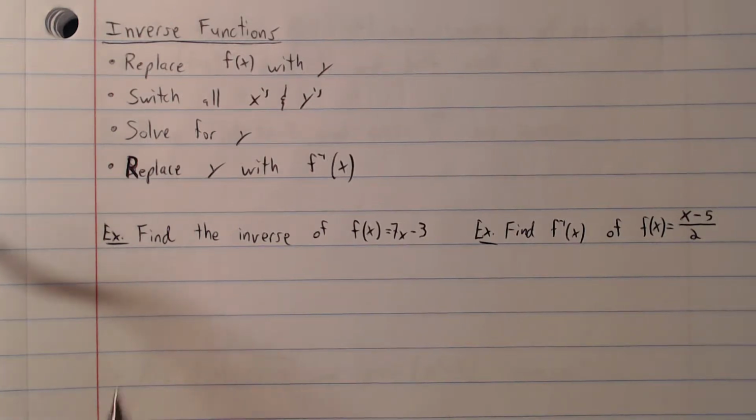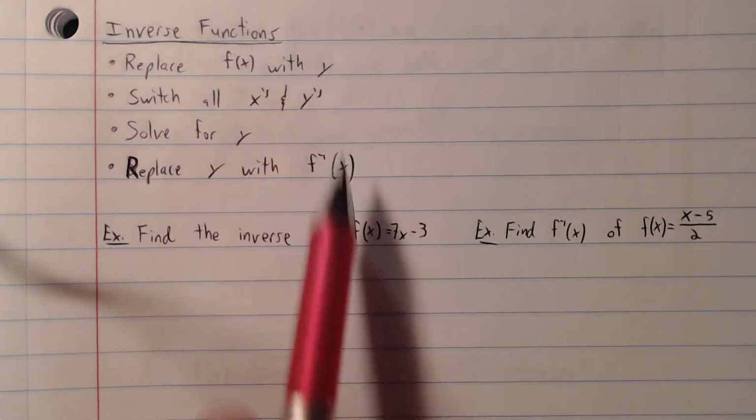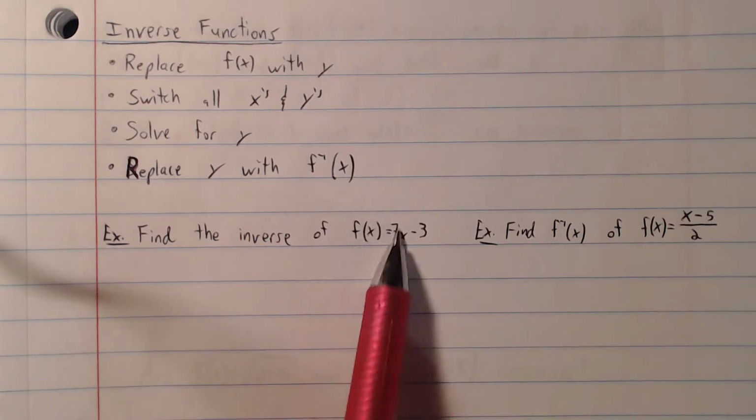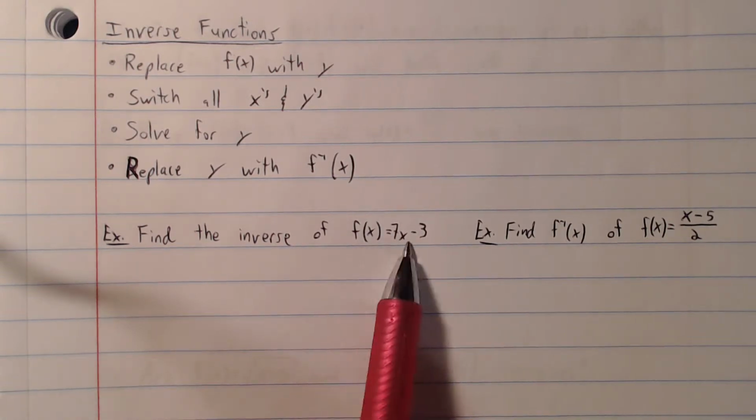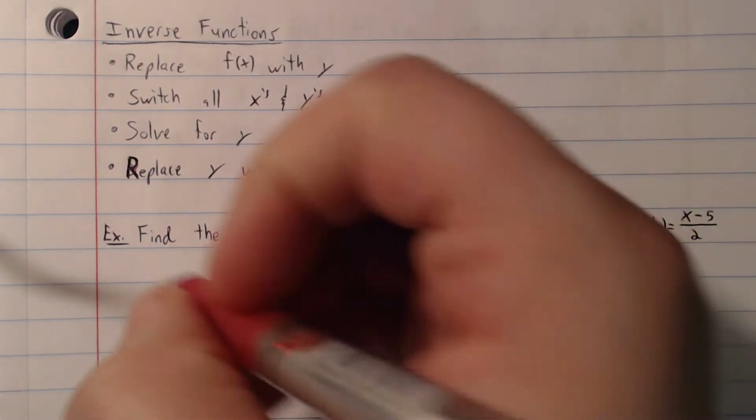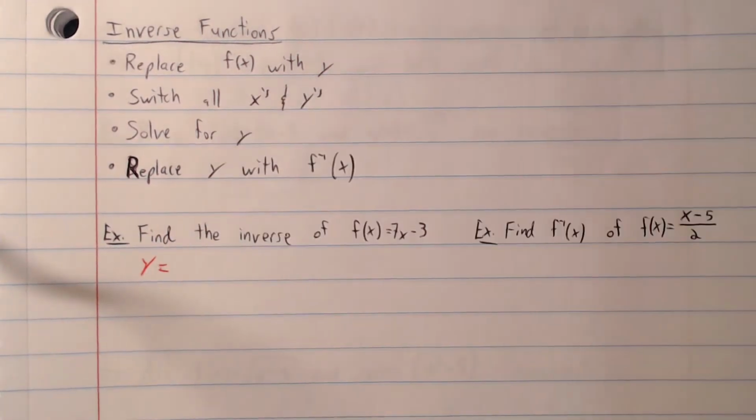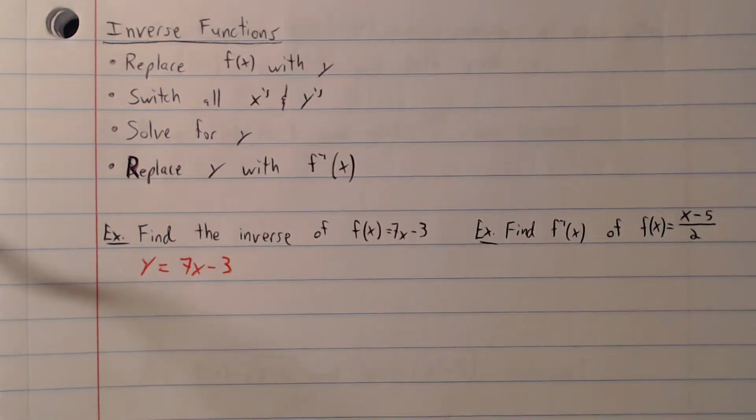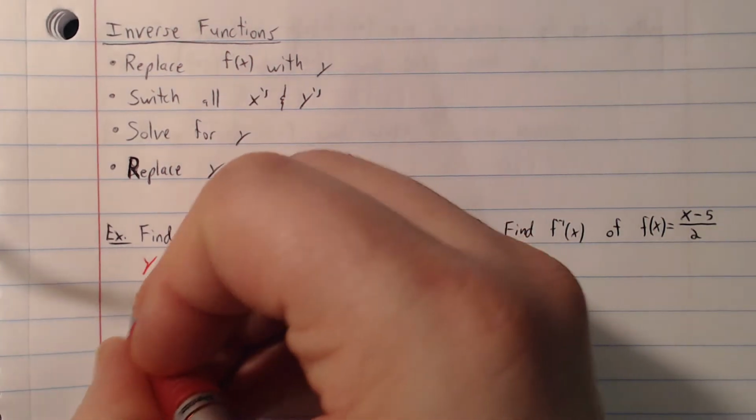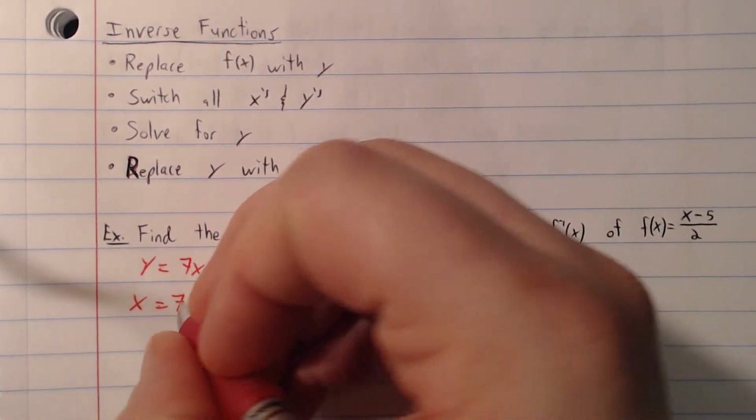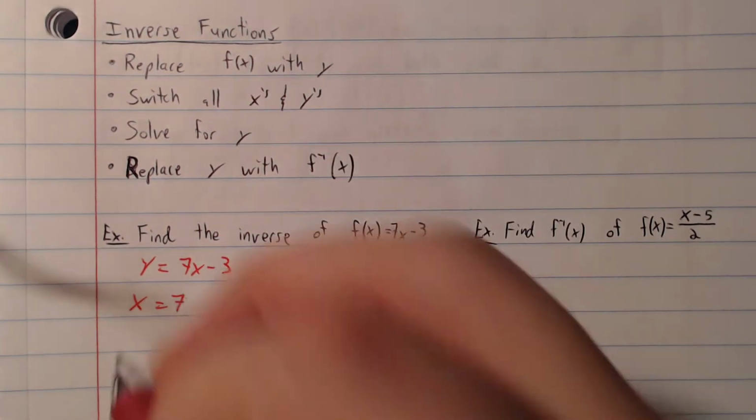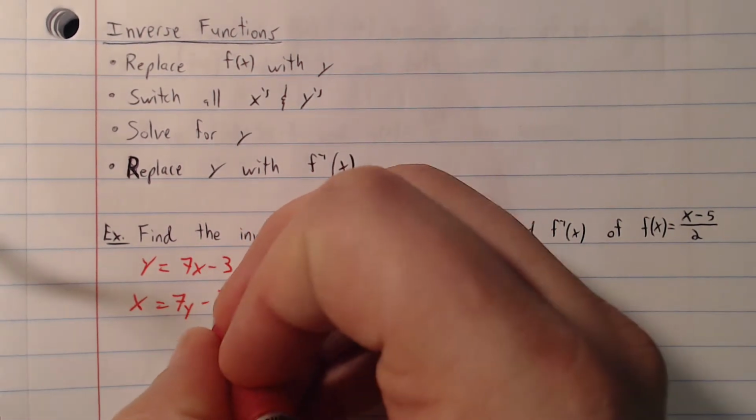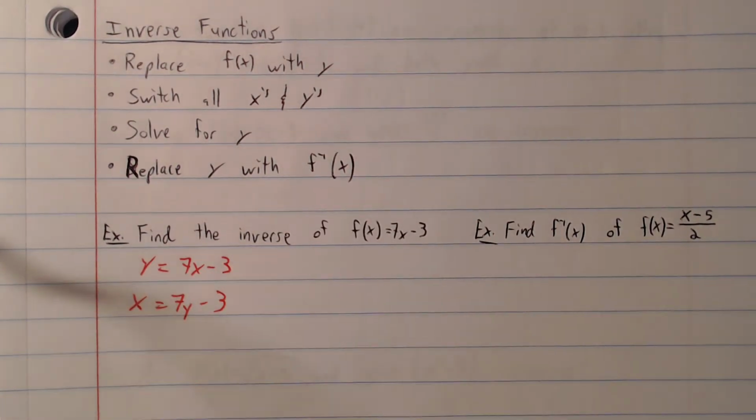So first step, it says replace f of x with y. So in our function, here we see f of x. We're going to replace that with a y. We're going to keep all the rest of the stuff the way it is. So we've got y equals 7x minus 3. Step 2 says to replace all x's and y's. So here I have a y, it should become an x. Here I have an x, it needs to become a y. So we've taken care of step 2.